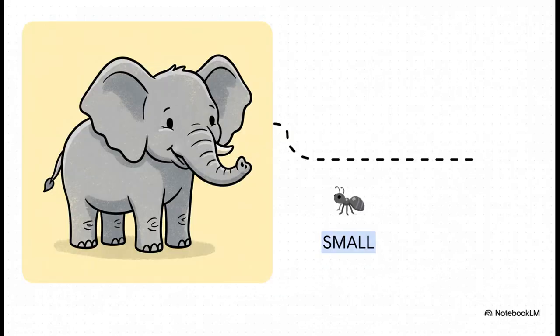Okay, so just look at this picture for a second. On one side, you've got this huge elephant, right? And then way over on the other side, you have this teeny tiny little ant. The words we'd use here, big and small, well, that's our starting point.